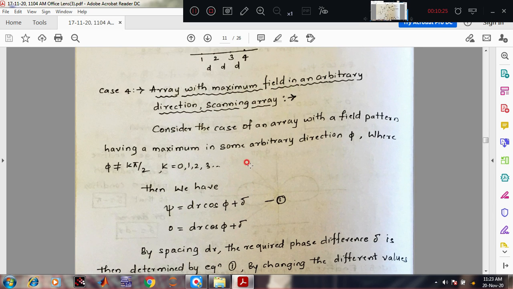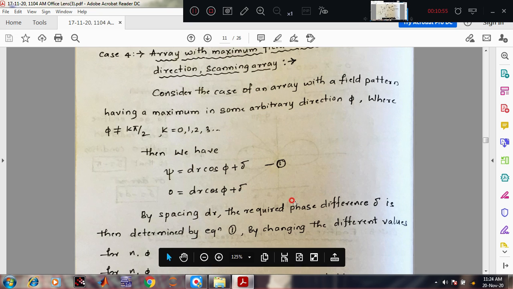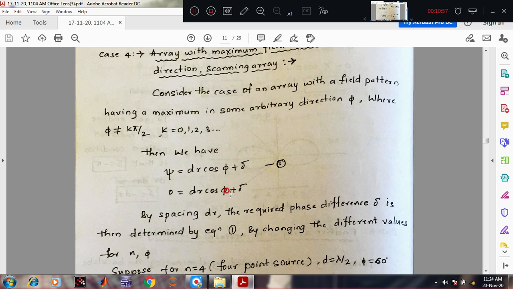Next, it's the case of an array with a maximum field in an arbitrary direction, called a scanning array. Consider an array with a field pattern having the maximum in some particular direction, say psi, where phi is not equal to k pi by 2, that is, not a multiple of 90 degrees. So k must be 0, 1, 2, 3 up to n. We have psi equal to dr cos phi plus delta. Call this equation 1.